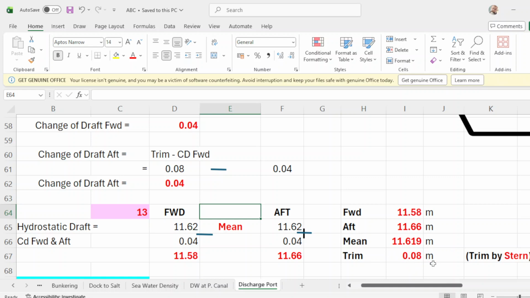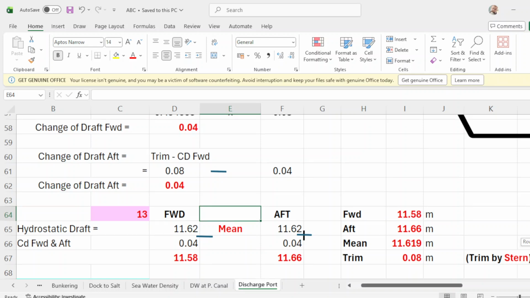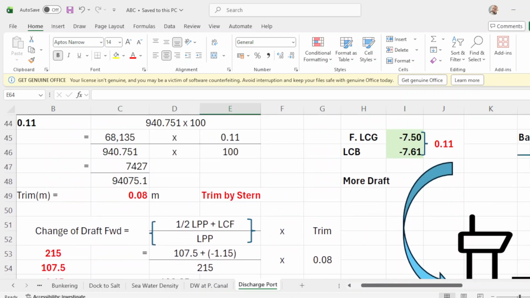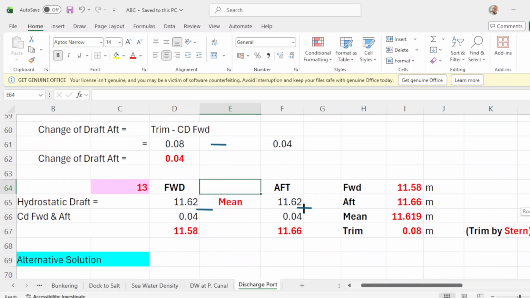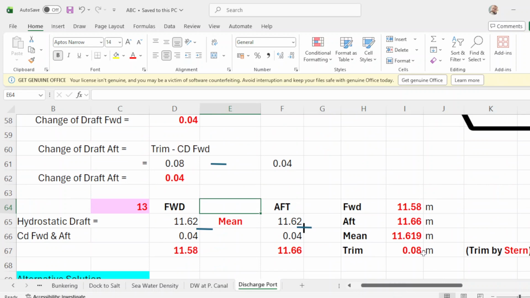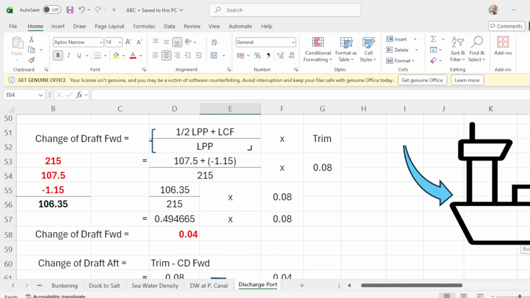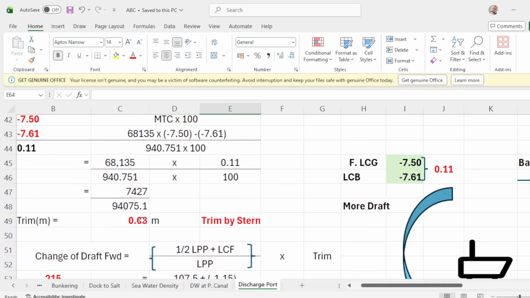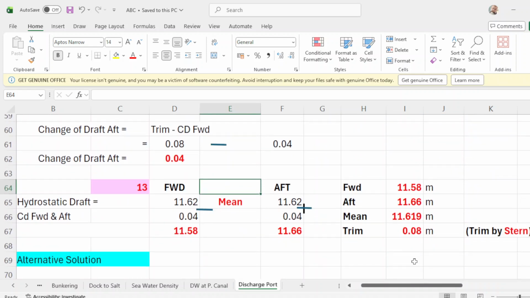Okay, because it is positive, your trim here is positive 0.08. That's why you are trimmed by the stern. Okay, so it is the same here. So that is to check if your trim is correct by using this manual computation. If this one tallies with this trim here, then it's okay.